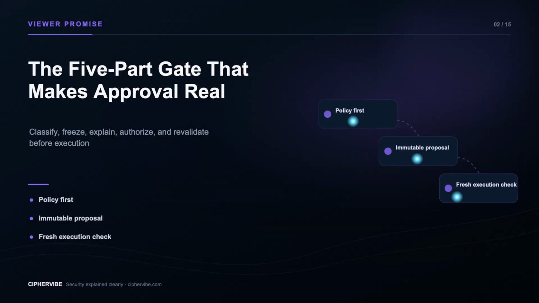By the end, you will have a 5-part design for consequential agent actions: classify the risk, enforce deterministic policy, freeze the complete proposal, collect informed approval, then revalidate immediately before execution. We will break the naive version in a safe local simulation and watch the secure version stop it.